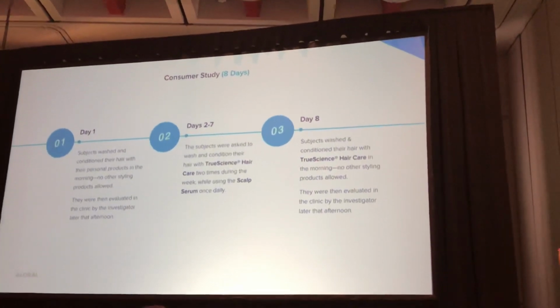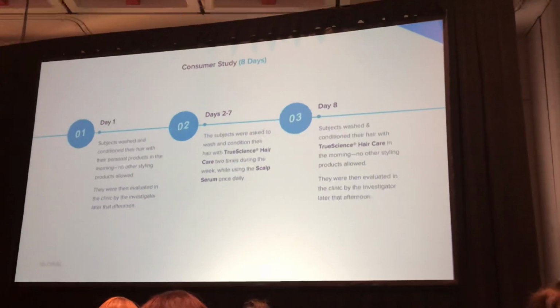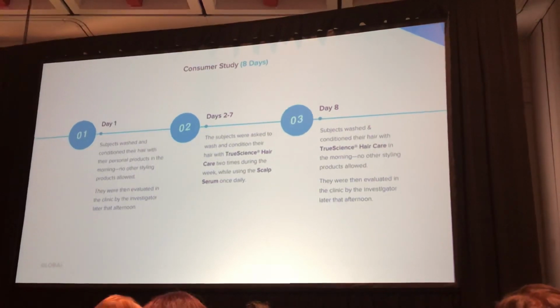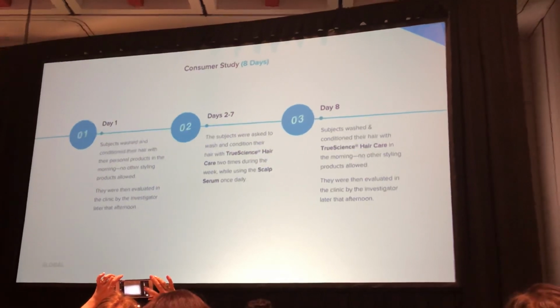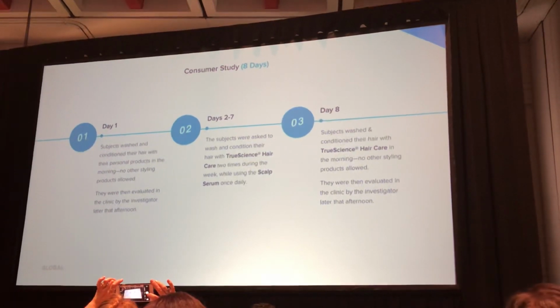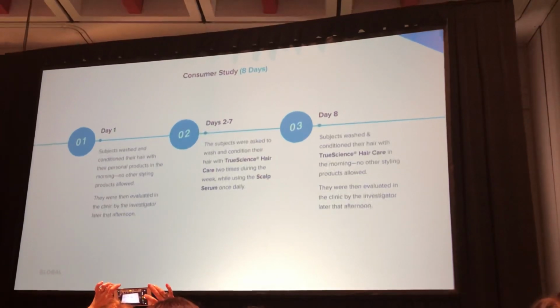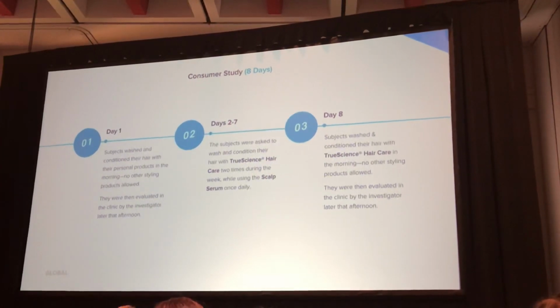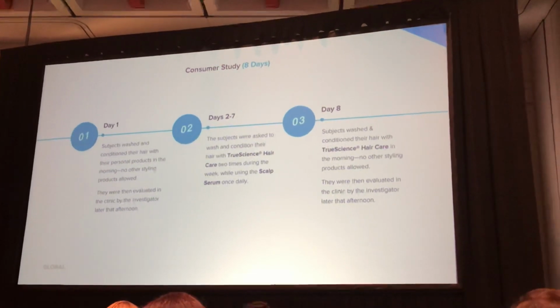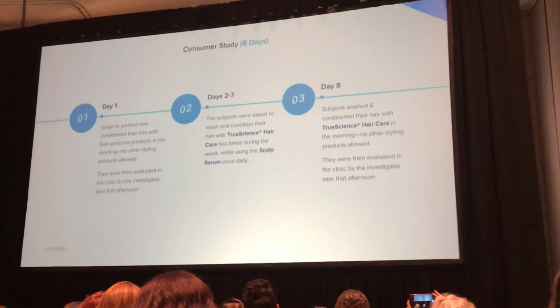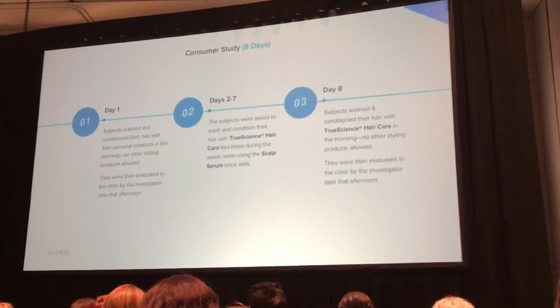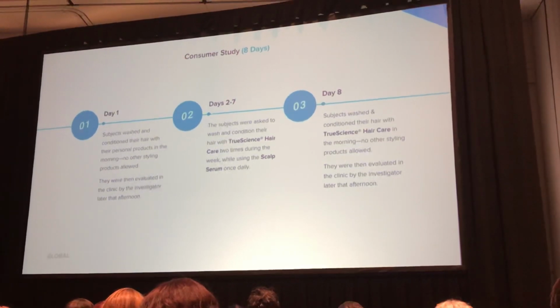They had the day where they're working at home, and then they came to the clinic at 6 o'clock that evening, where the investigator and her team assessed the quality of their hair, and also the subject assessed the quality of their hair according to certain criteria. And you have, a lot of you, I see, you have the summary of the study in your hand, so you have more detail about how it was done.